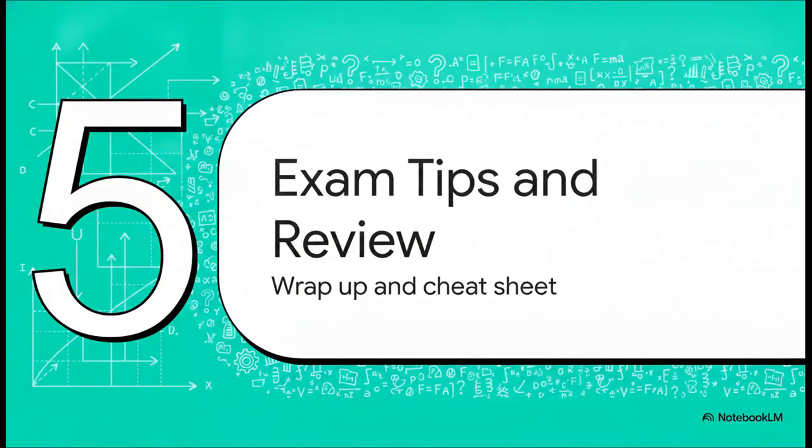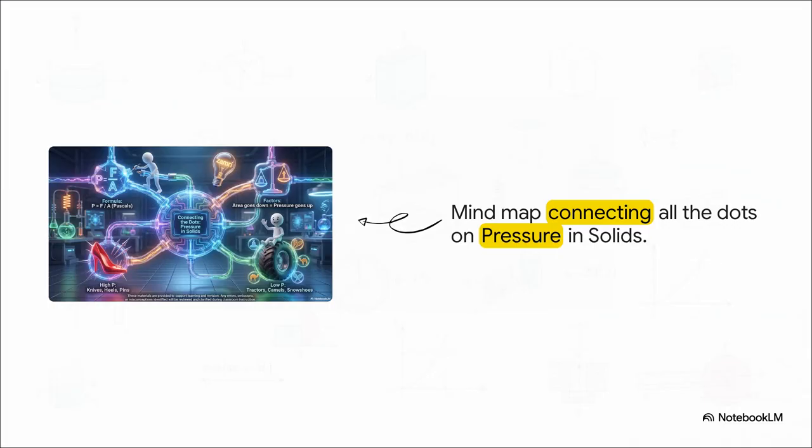Section 5, Exam Tips and Review. Let's wrap this up with a handy cheat sheet. When you map it all out, everything we've covered today just connects so beautifully. It's like a giant puzzle coming together. From that central core formula of P equals F over A, to the mechanics of area decreasing while pressure increases, all the way to practical, everyday results like the high-pressure danger of a stiletto heel versus the low-pressure safety of a snowshoe. It's a complete, totally interconnected system.